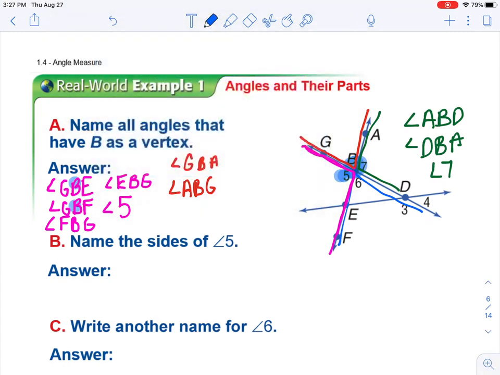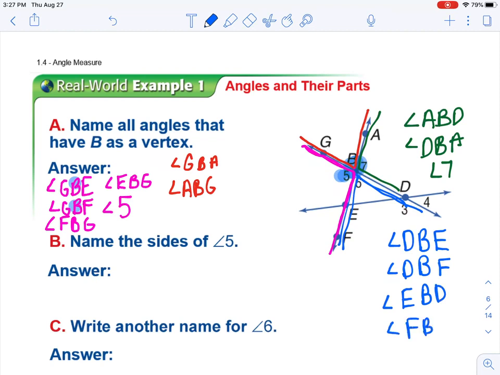And the blue angle has 5 different ways as well. Angle DBE, angle DBF, the reverse of each of these, angle EBD and angle FBD, and as well as angle 6. Okay? So a bunch of different ways. On your homework, you could just choose like this one, and this one, and that one, and this one. You don't have to write all of the different choices, although they are all correct.